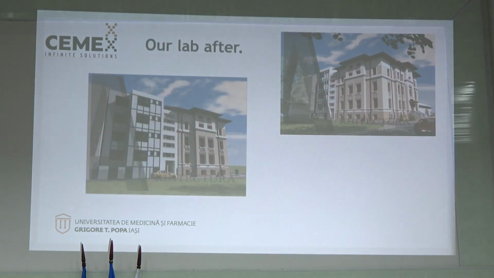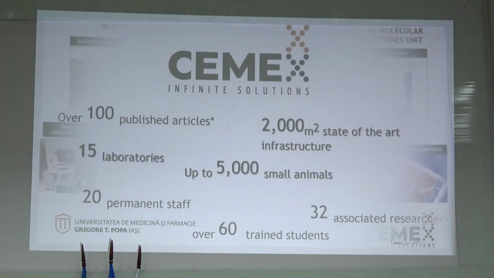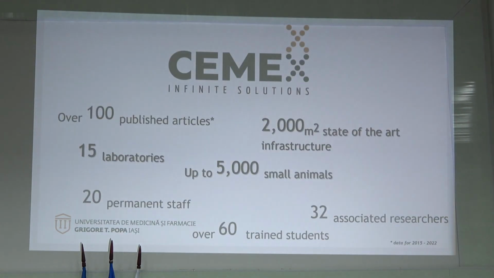And this is actually how the lab is now. Basically, I'll also tell you some numbers. We have the full complete test development phases, from in vitro to large animals to pigs. We have the best imaging facility, for example, for in vivo studies, including a PET MRI for small animals. The facility is now 10 times bigger than it was. We have 20 full-time researchers there. We have a housing capacity of up to 5,000 small animals.